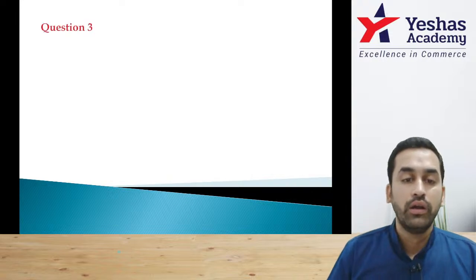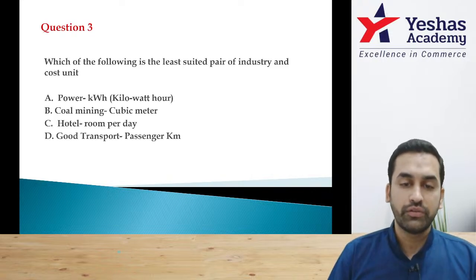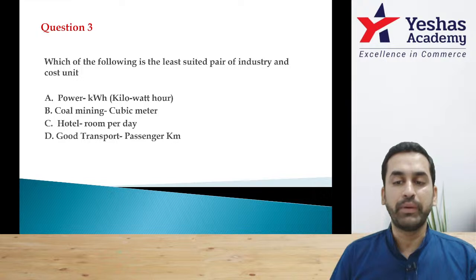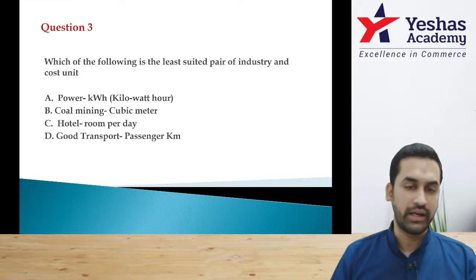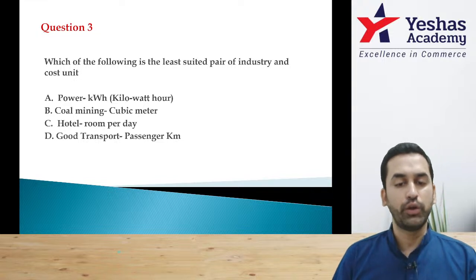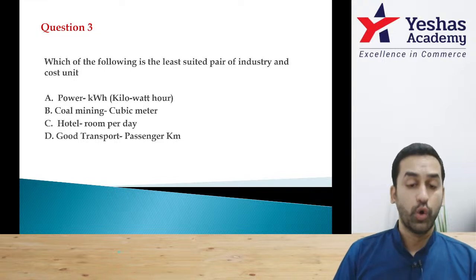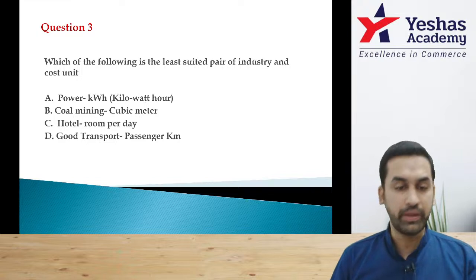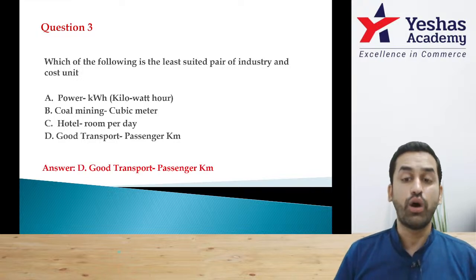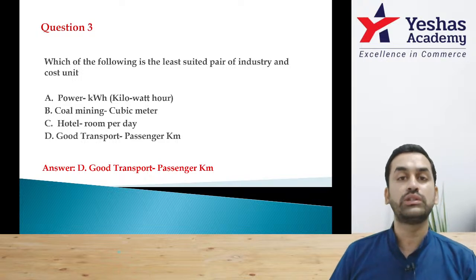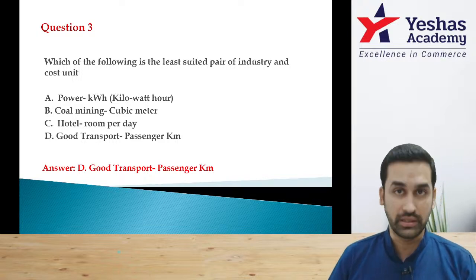Yes. Question number 3. Which of the following is least suited pair of industry and cost unit? Power, kilowatt, that's the correct pair. Coal mining, cubic meter, that's the correct pair. Hotel, room per day, correct pair. Goods transportation, passenger kilometer is a wrong pair. The correct pair is goods transportation with ton kilometers.